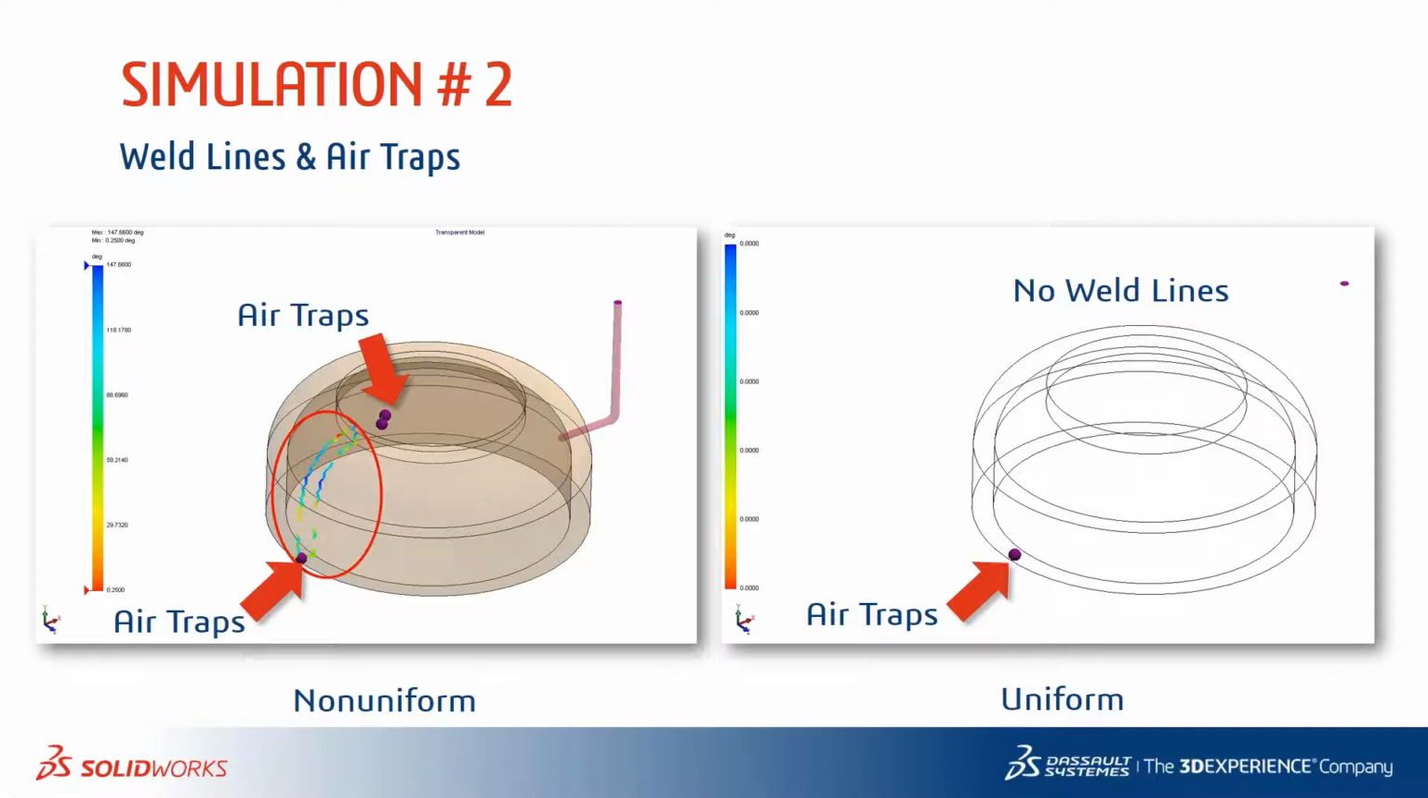But we are looking at ways to not only get rid of the weld line, but at the same time eliminate those air traps. With a uniform thickness design, as shown on the right side, with the same workflow and same process parameters, just making that change in the design, making it more uniform in thickness, literally eliminates the weld lines and also eliminates the air trap on the top.